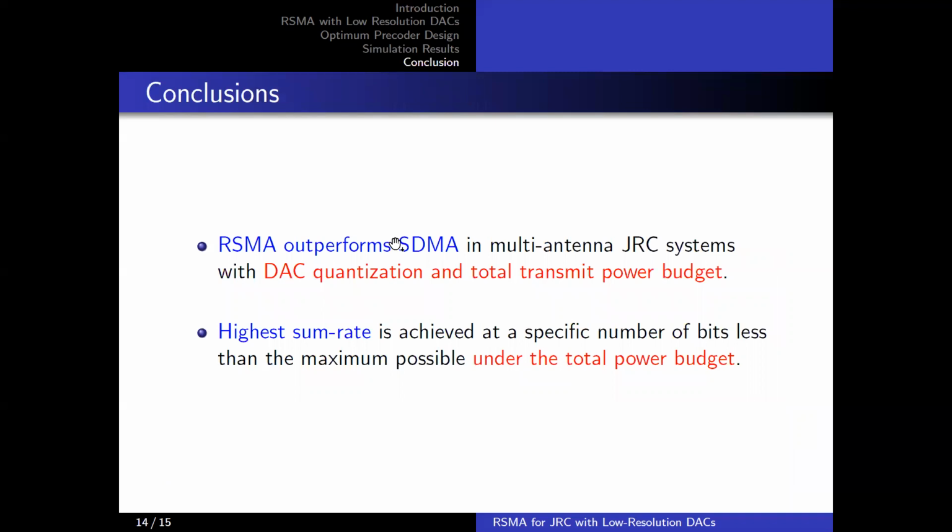In conclusion, we investigated RSMA in a joint radar communication system using low-resolution DACs under a total transmit power budget. The optimal precoders showed that RSMA outperforms SDMA by managing the interference due to radar beam patterns efficiently. We also showed that the highest sum rate is achieved at a specific number of bits that is less than the maximum possible number under the total power budget.